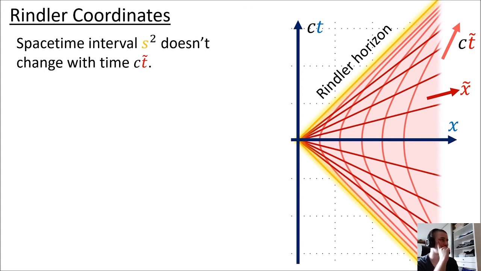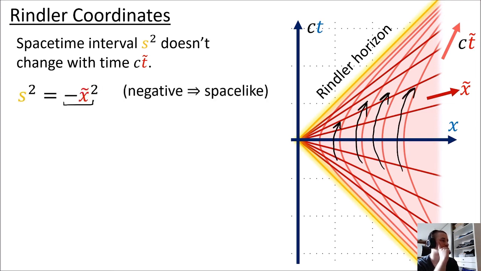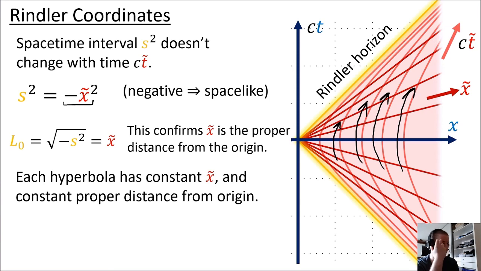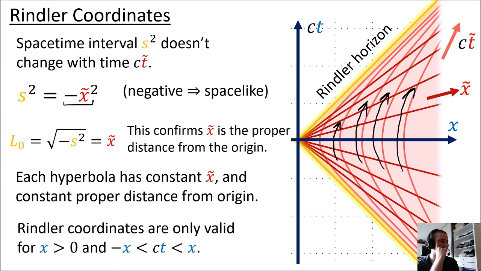Since the spacetime interval s squared doesn't depend on the time coordinate ct tilde, this means that the spacetime interval doesn't change with time for any of the spaceships traveling along the hyperbolas. And since the spacetime interval is always a negative number, negative x tilde squared, this confirms that x tilde is the proper distance from the origin at any point in the Rindler coordinate system. Each hyperbola is a curve of constant x tilde, and so it has a constant proper distance from the origin, or the Rindler horizon. As I stated before, the Rindler coordinates are only valid for a portion of the spacetime diagram. They only work for positive x, and when ct is between negative x and positive x in the standard coordinates.